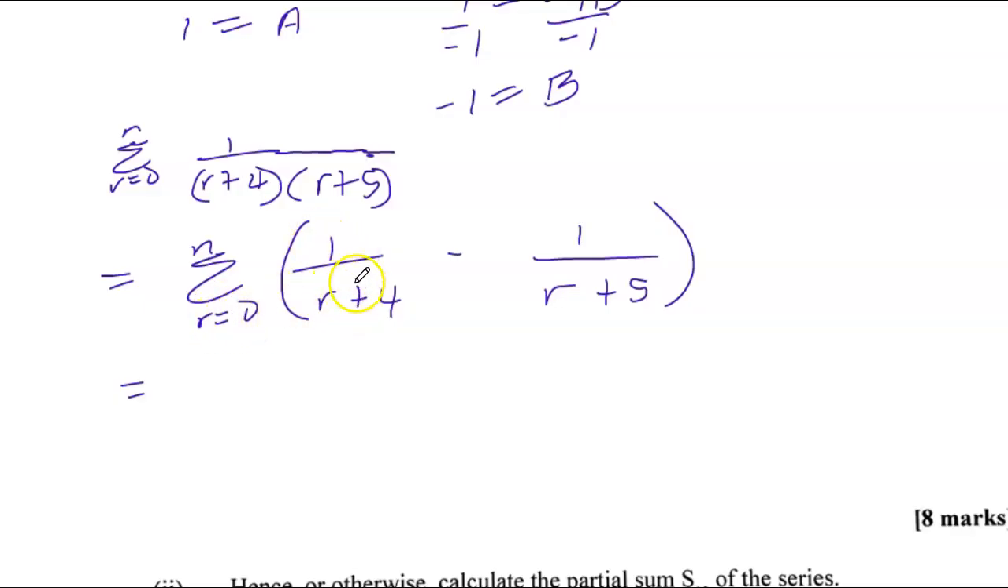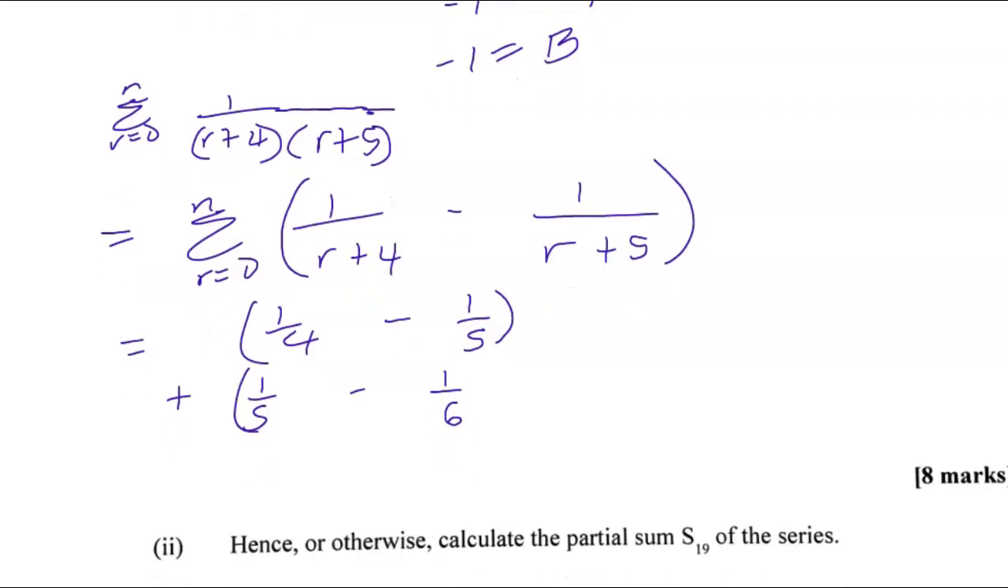When r is 0, what we have is 1 over 0 plus 4. That's just 1 over 4, a quarter. And minus 1 over 0 plus 5, that's 1/5. That would be the first term. Plus, let's do when r is 1 now. When r is 1, we have 1 over 1 plus 4, that's 1/5, minus 1 over 1 plus 5, that's 1/6.